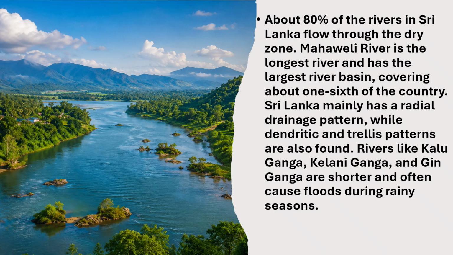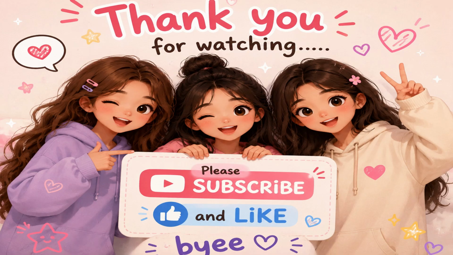About 80% of rivers in Sri Lanka flow through the dry zone. Mahaveli River is the longest river and has the largest river basin, covering about one-sixth of the country. Sri Lanka mainly has a radial drainage pattern, although dendritic and trellis patterns are also found. Rivers like Kaluganga, Kalaniganga, and Giniganga are short and often cause floods during rainy seasons.